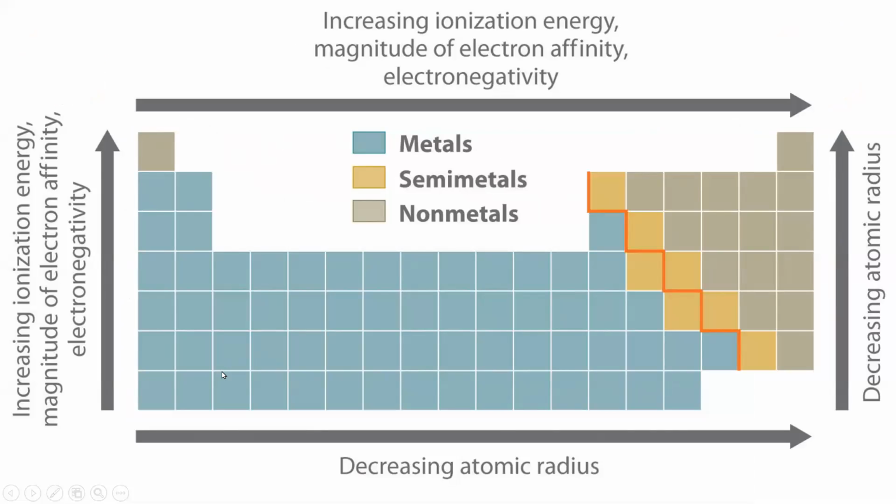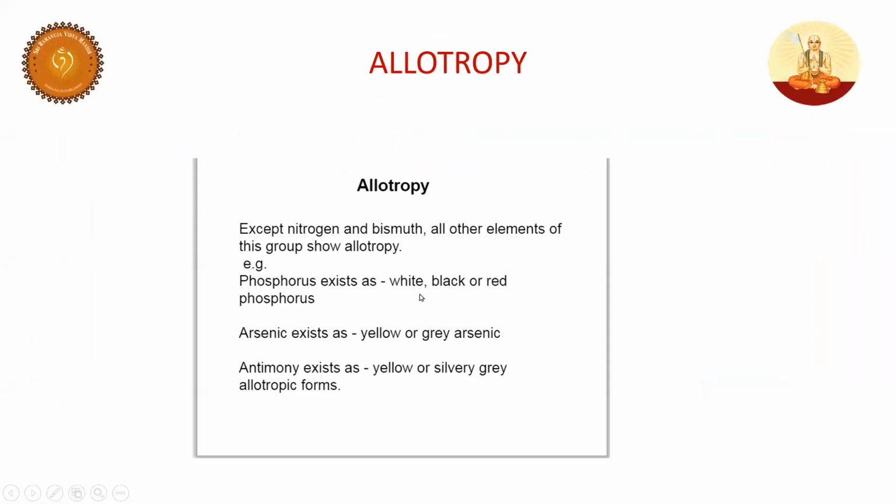So have a look, students, at what I have explained so far. As you go down, electron affinity and electronegativity decrease. As you go across, electron affinity and electronegativity increase. Why? Because size decreases. When size decreases, the nucleus is nearby. When the nucleus is nearer, you can easily attract an electron shared pair. So I hope you understood this concept.